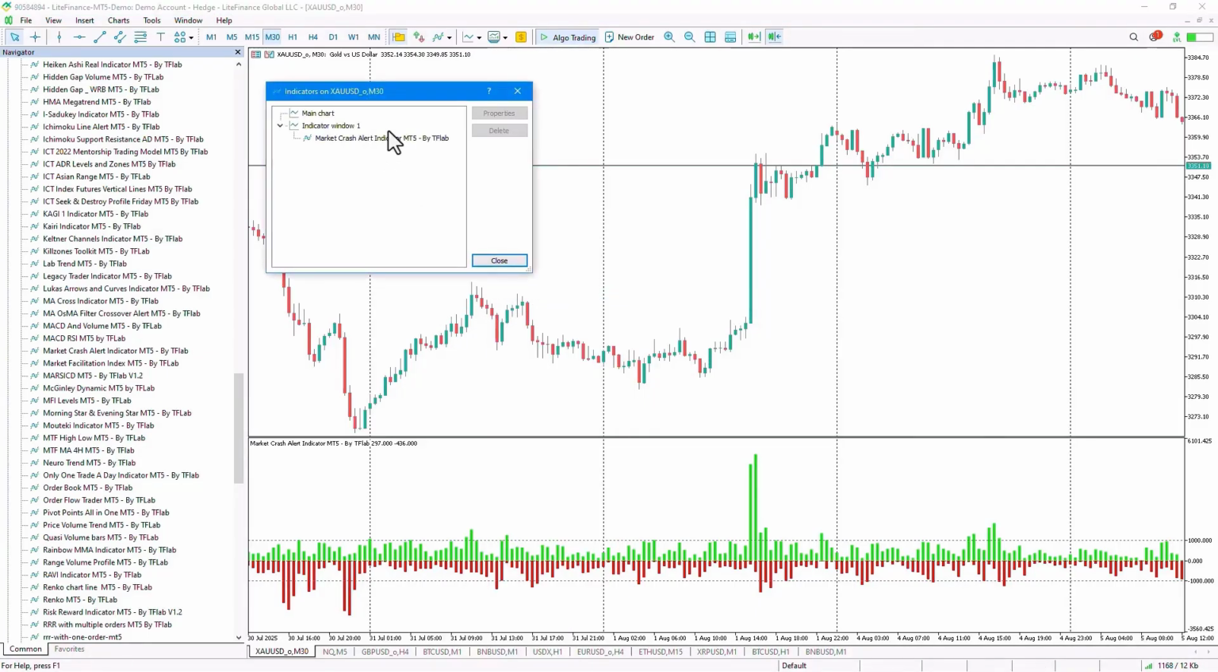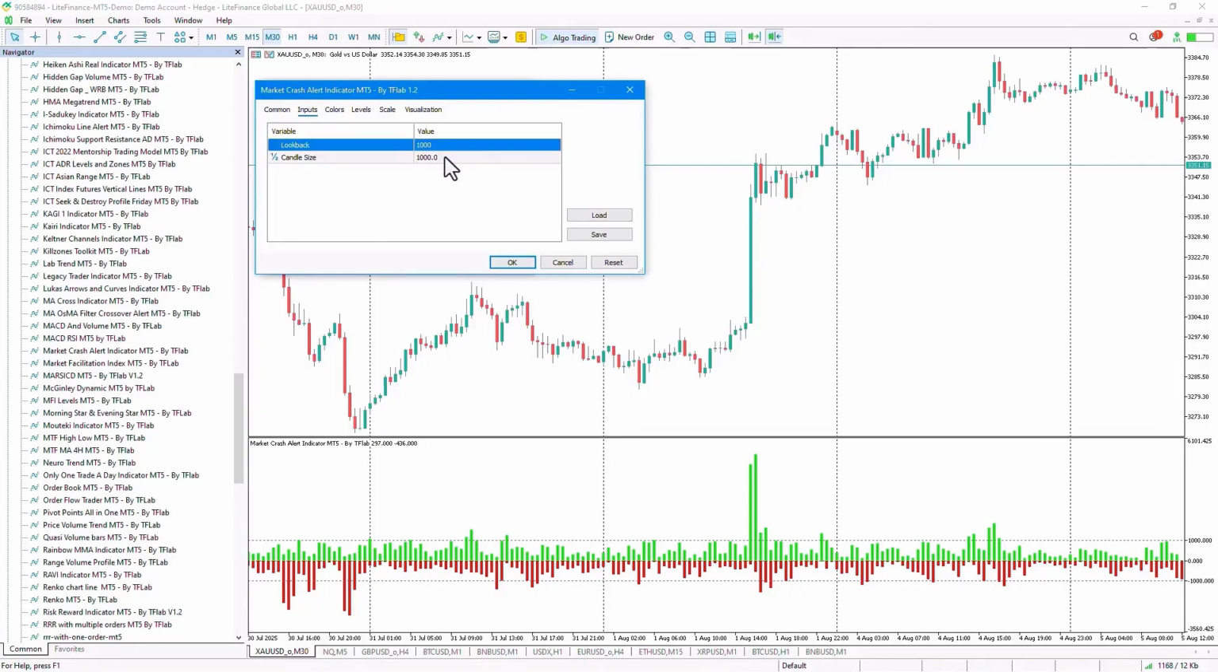In the Settings section, under Input, there are only two options available. In the first input, we can specify the number of candles to analyze and display in the histogram, which is set to 1000 by default. In the second input, we can set the alert threshold and the movement step level, which is also set to 1000 by default. Depending on the trading symbol on which we run the indicator, we need to adjust this value.